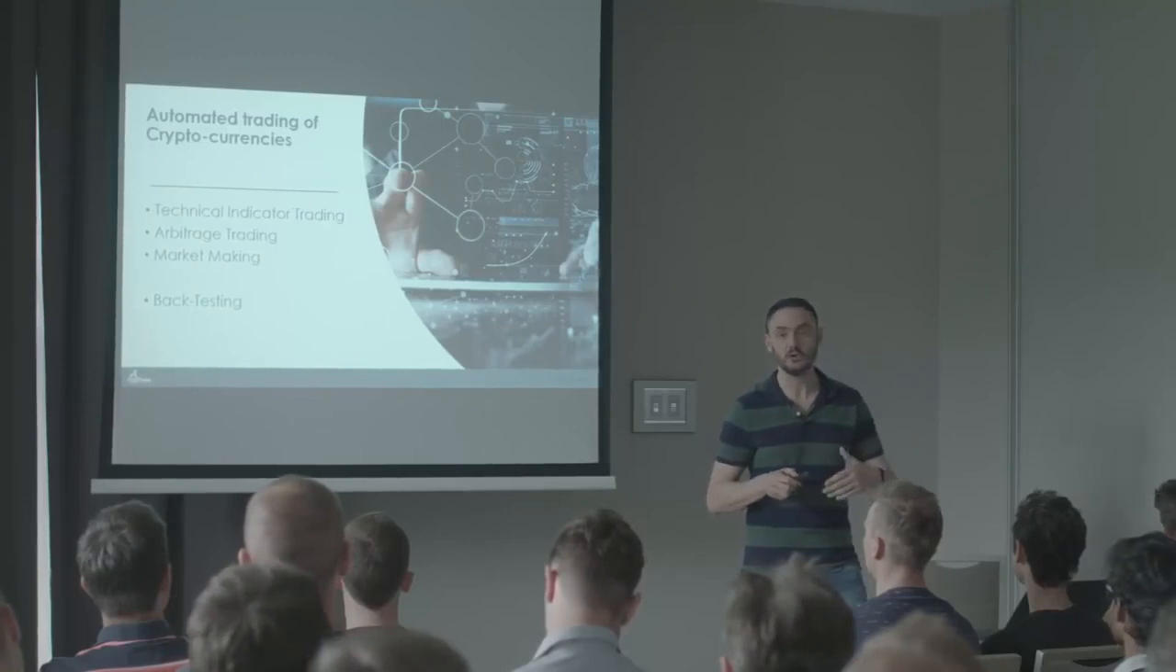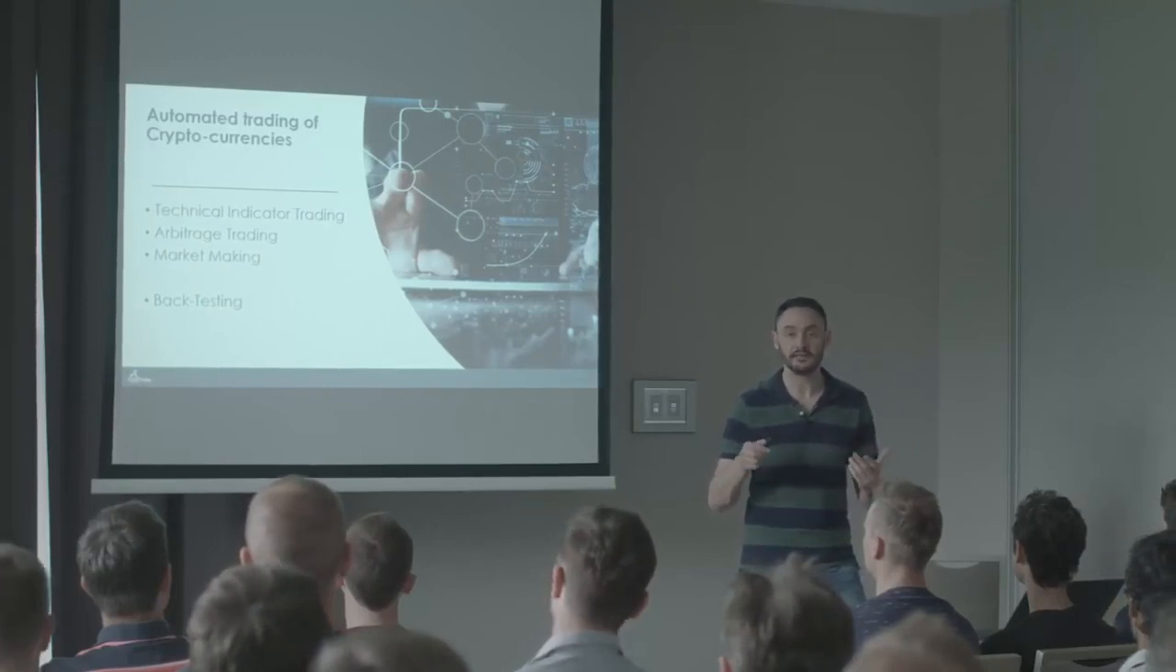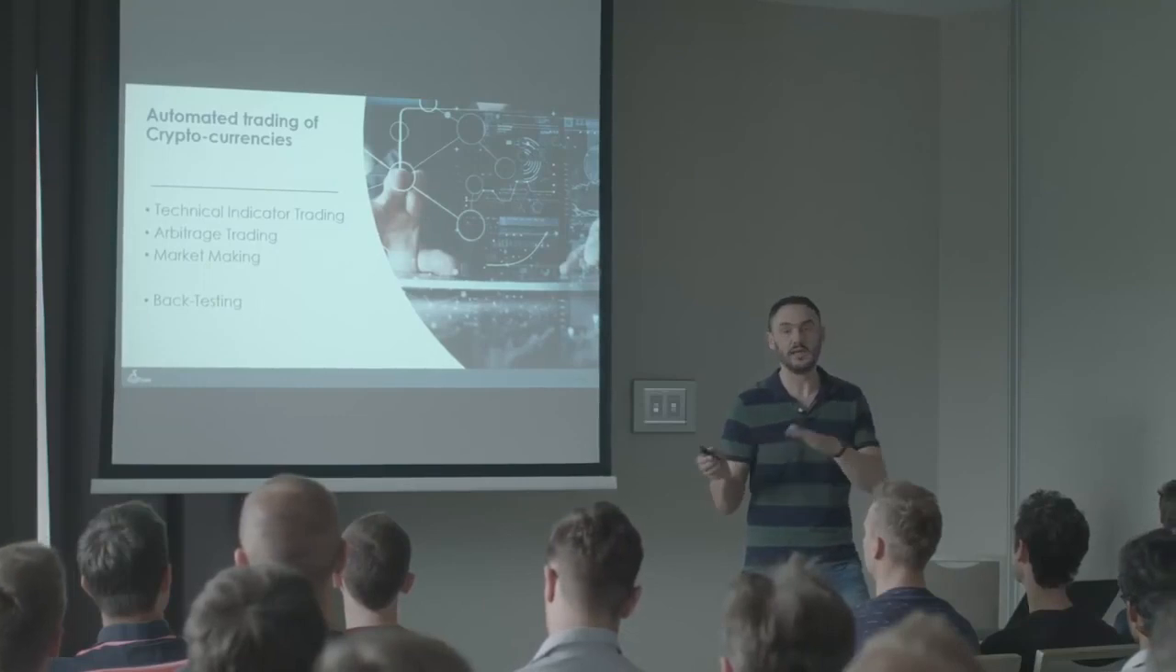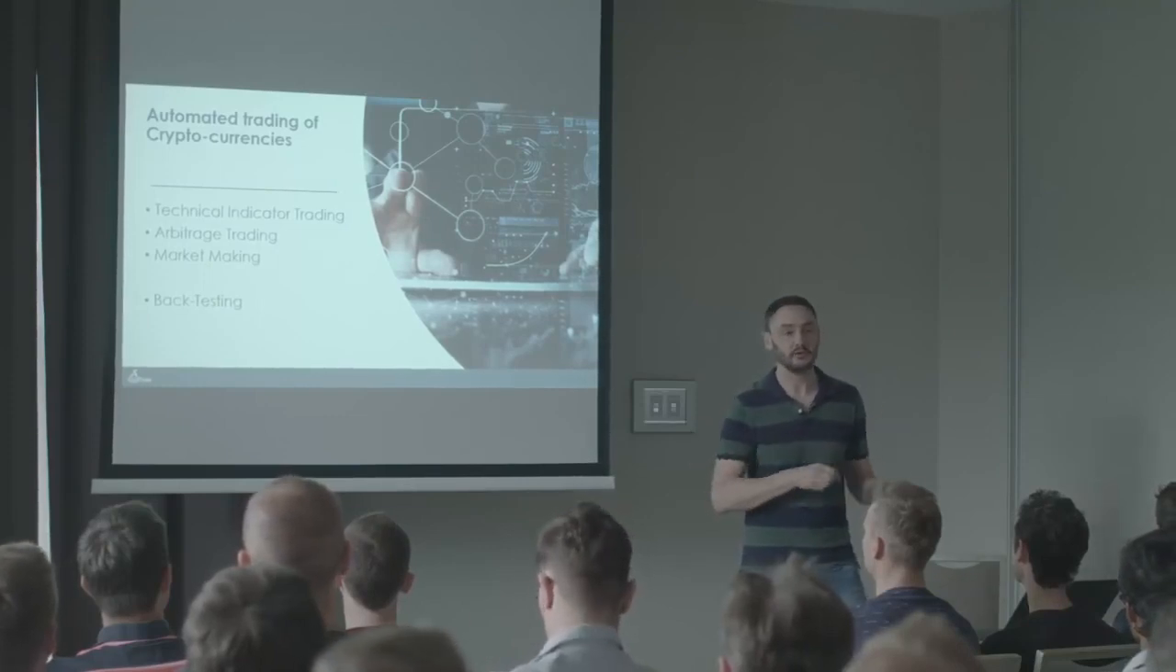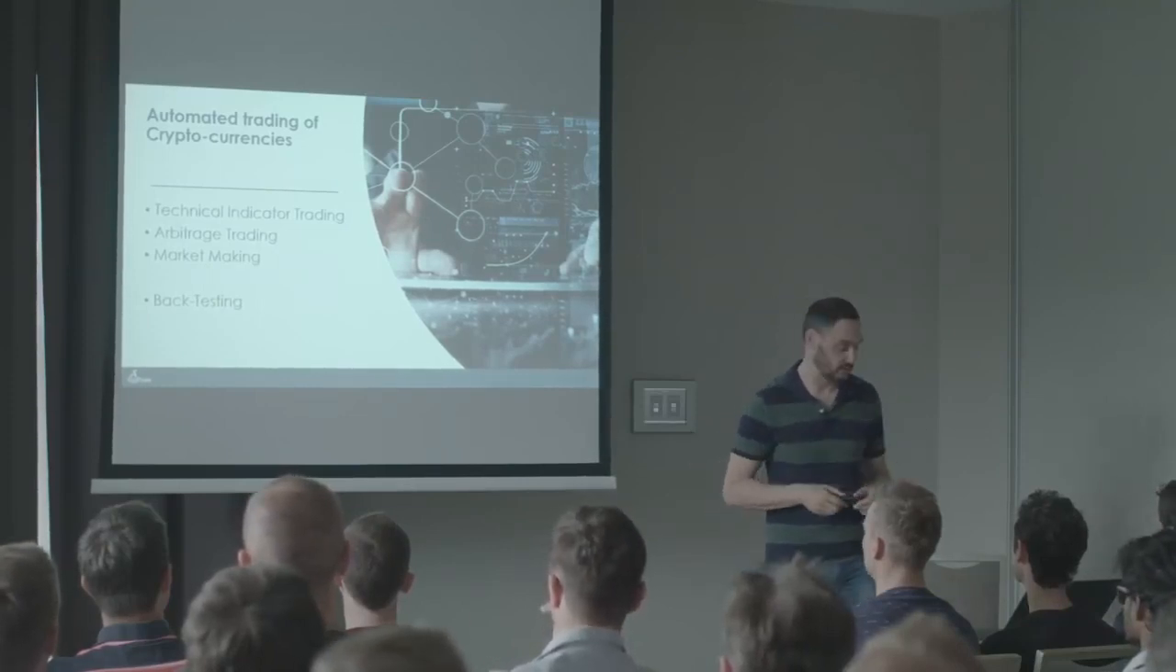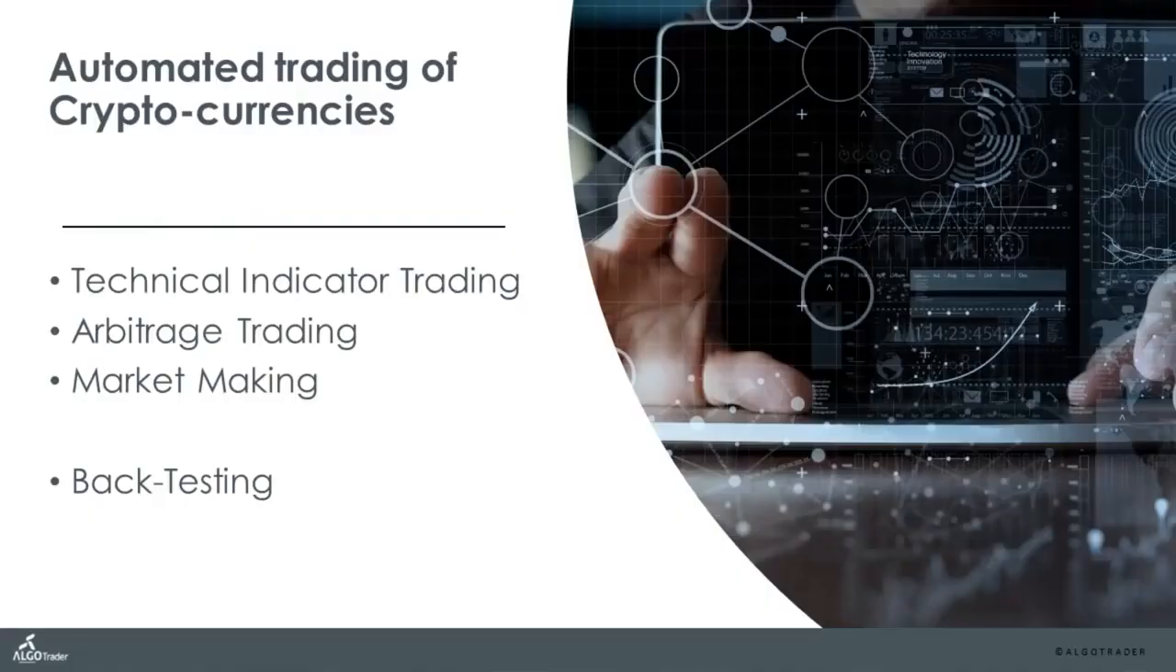This is also a set of rules that defines what the system should do if you're either too much long or too much short. So these are the three basic types of trading, not just for cryptocurrencies, but for any asset that can be traded.